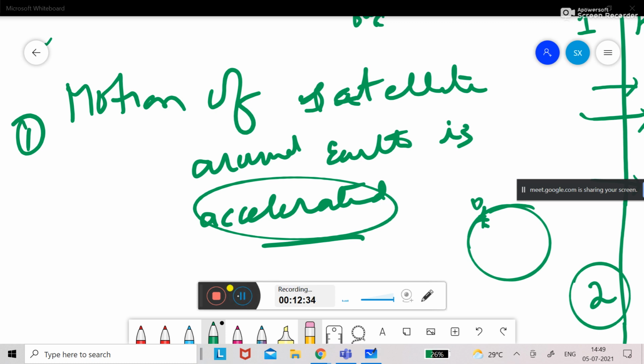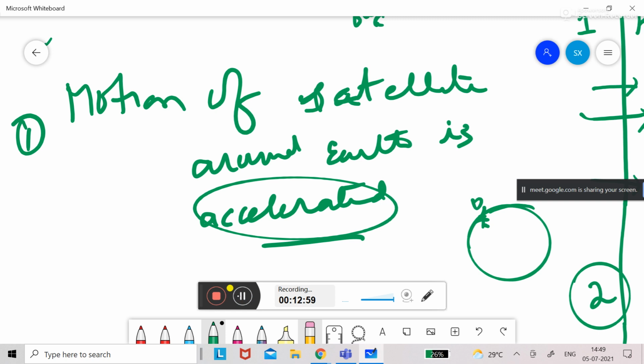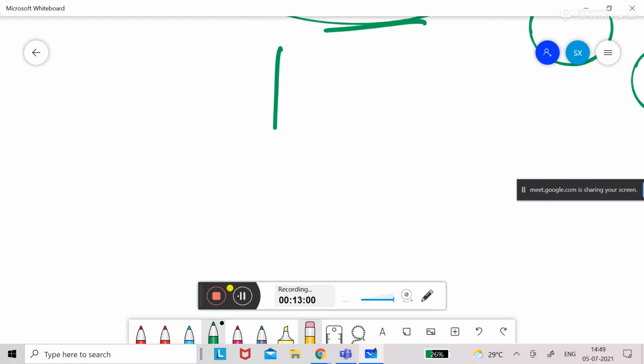You understood accelerated motion? Why do we call circular motion an accelerated motion? So the first question is: define circular motion. Second, give 4 examples of circular motion. The third question is: what is the difference between uniform linear motion and uniform circular motion?